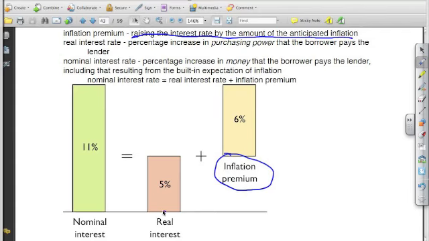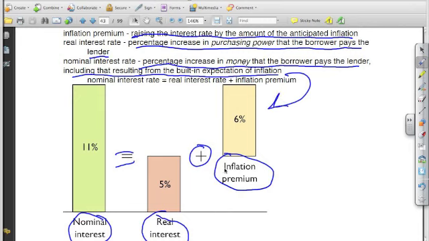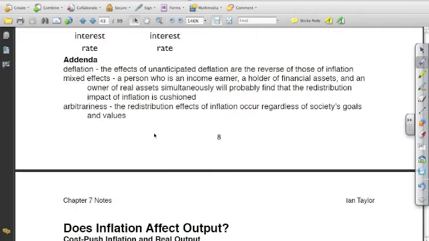And then we have our real interest rate. That's the percentage increase in purchasing power that the borrower pays to the lender. Add those two together and we get our nominal interest rate. This is the percentage increase in money that the borrower pays the lender. So that includes the built-in expectation of inflation, which is our inflation premium. So our expectation of inflation. Alright, so this is our addenda.